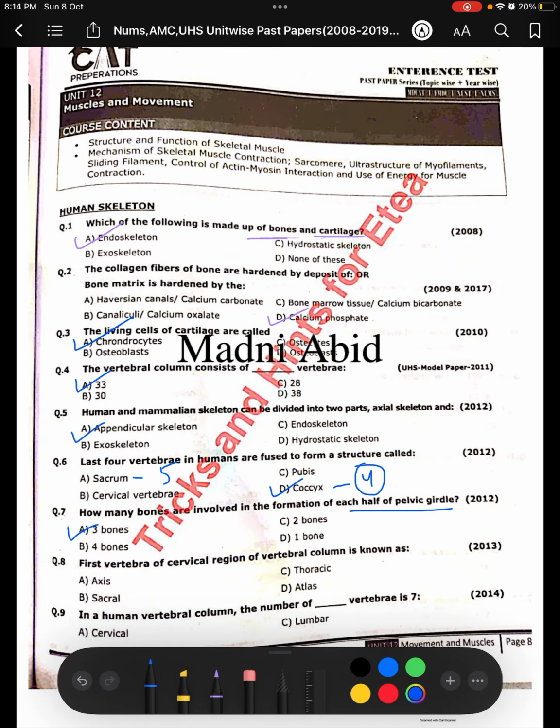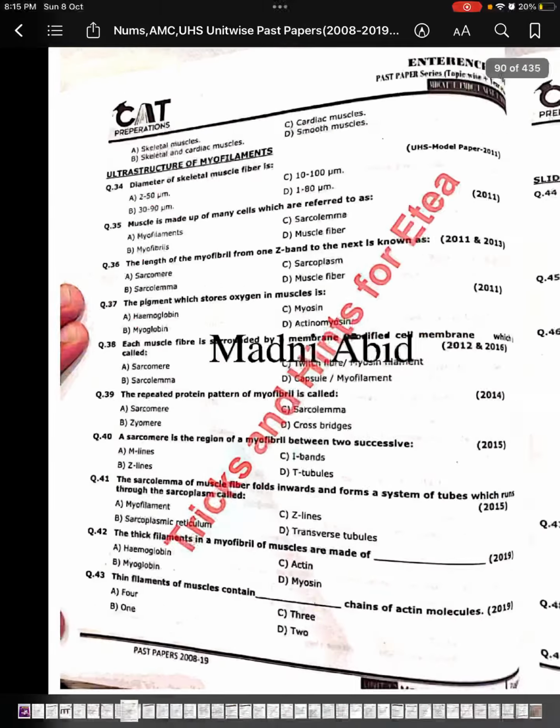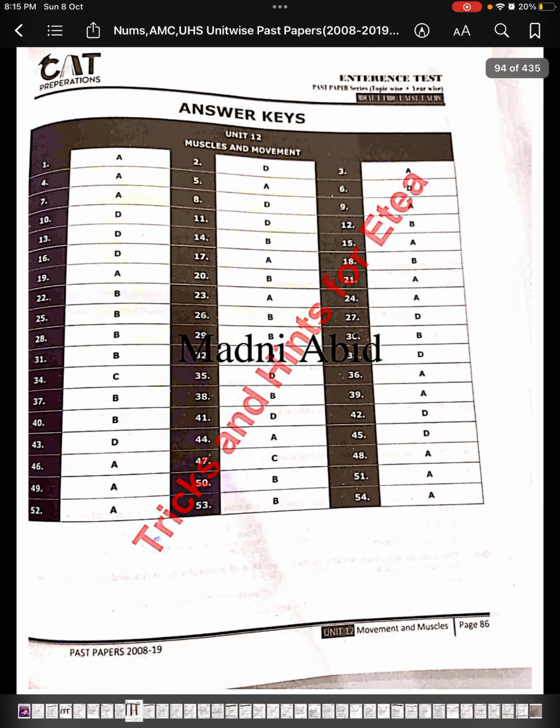Now, the first vertebra of the cervical region of the vertebral column is known as atlas. Yes, we have atlas, then we have axis. Now, in a human vertebral column, the number of vertebrae is 7, which, like we can see, we have cervical, we have 5, thoracic 12, lumbar, we have 7, sacrum 1, coccyx 1. So I guess lumbar will be the answer. Let's check again. 9A.